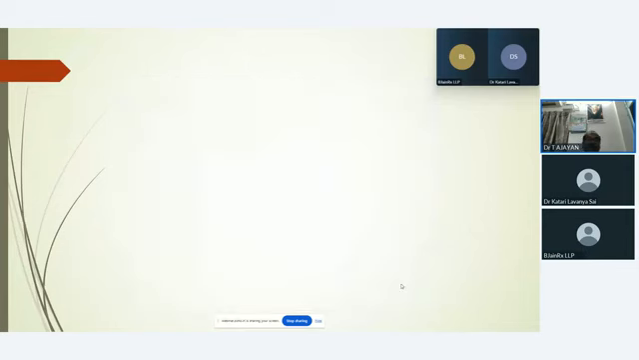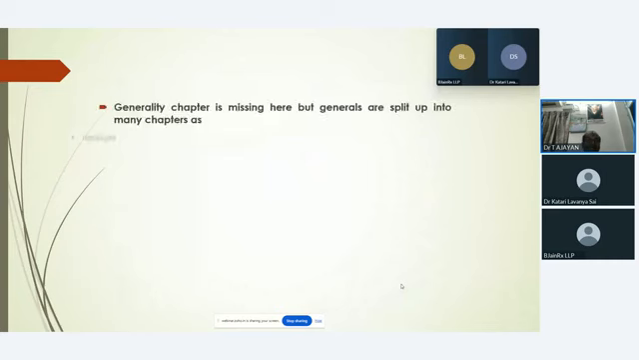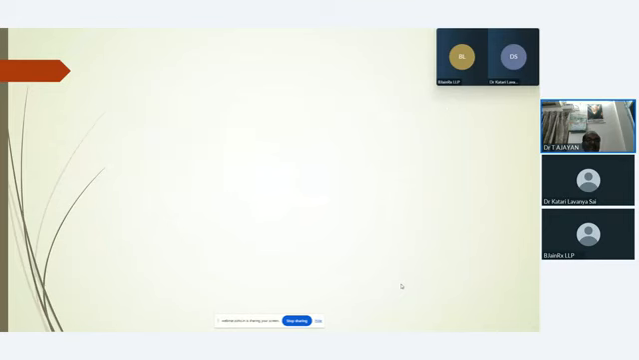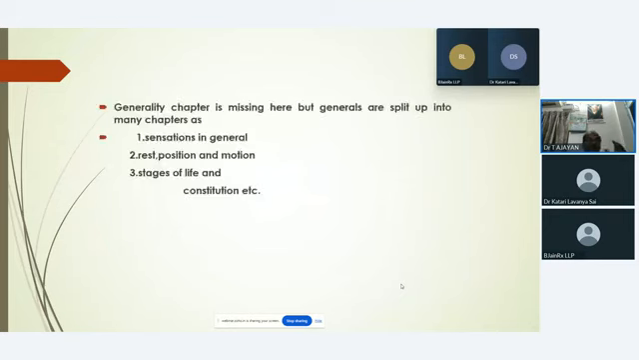Then the generality chapter is missing here, but the generals are split into many chapters. That is included under sensation in general, rest, position and motion, stages in life. One of them is a big chapter; this is another advantage of this repertory. For the study of temperament, one of the components of the constitution, this chapter on stages of life and constitution helps you. That's another advantage of this repertory.